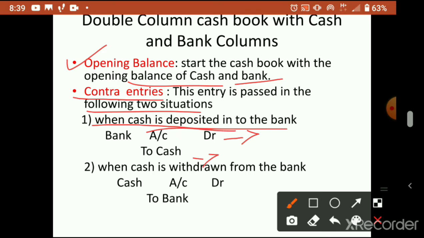Now when cash is withdrawn from the bank, if you are withdrawing money from the bank, the opposite entry. Cash is coming into your hand and your bank balance will reduce. Suppose I have 10,000 rupees in my account. If I am withdrawing 2,000, then my bank balance reduces to 8,000. But in my hand I received 2,000 rupees cash. So my cash position increased and bank balance decreased when I withdrew cash.